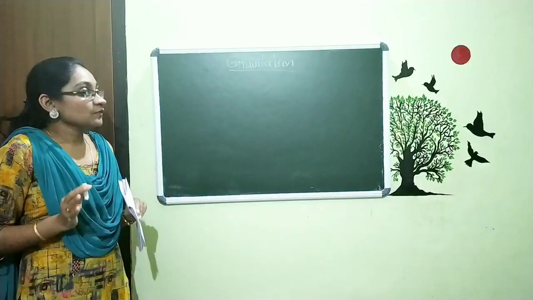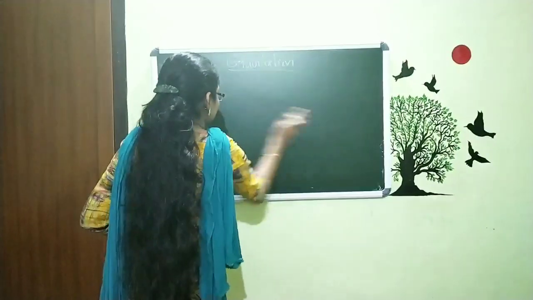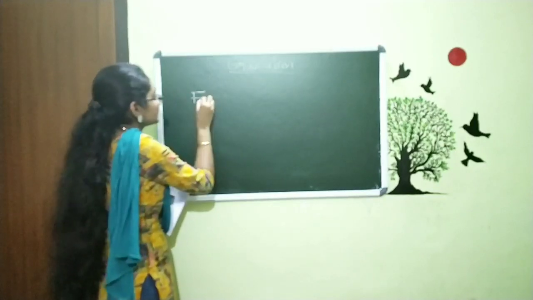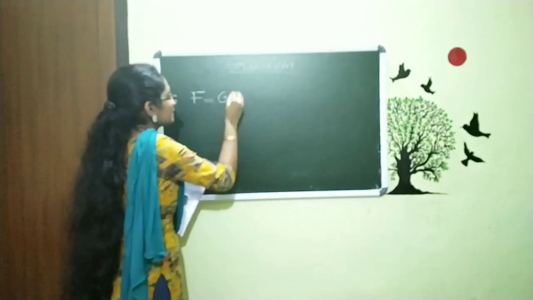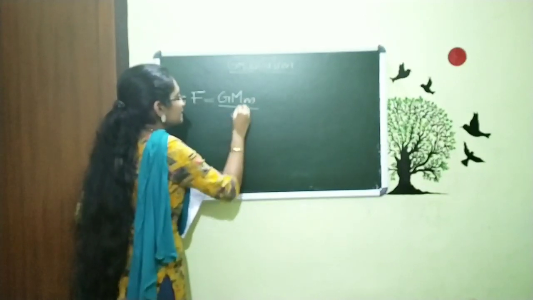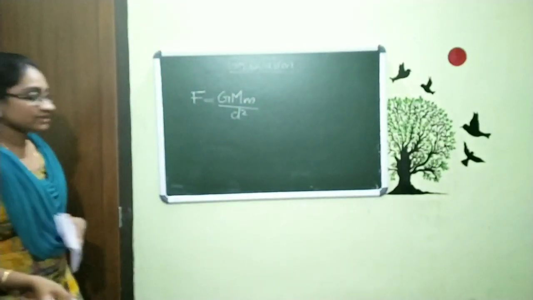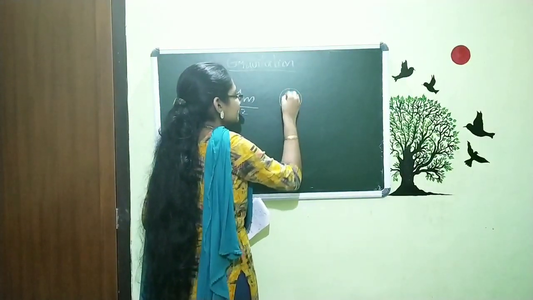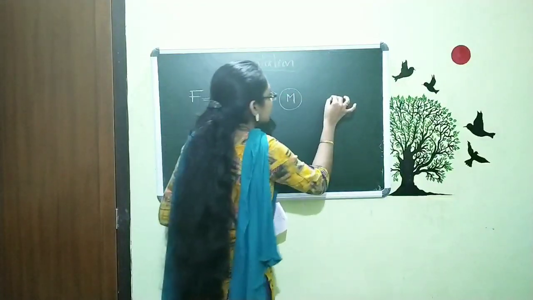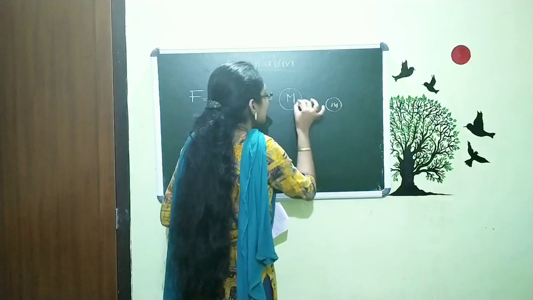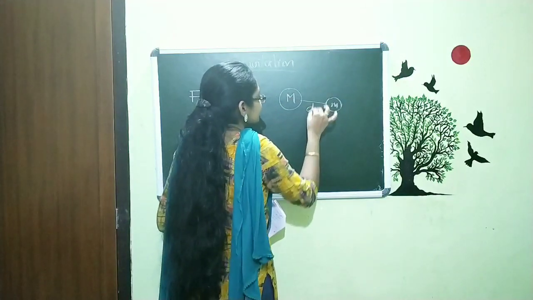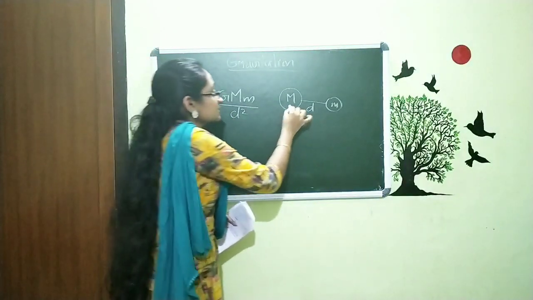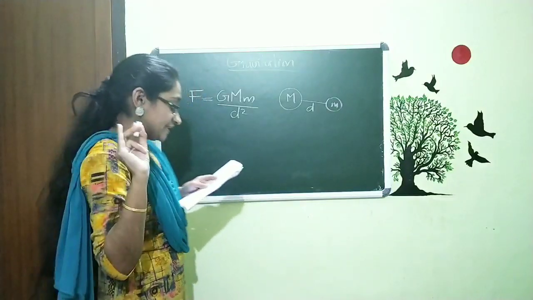In the last classes, we discussed different topics in this chapter. On the first day, we derived the universal law of gravitation: F is equal to G M m by d square. What are M, m and d? Capital M is the mass of one object, small m is the mass of another object, and d is the distance between these two objects. And F is the force of attraction between these two objects that we studied on the first day.